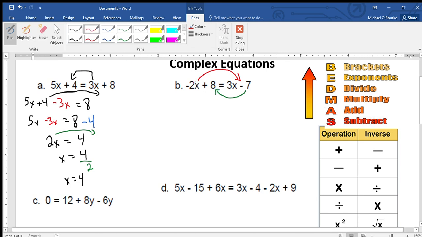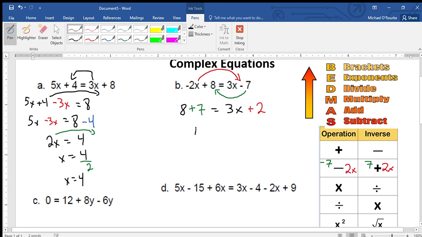So if I look at the red here, I have negative 2x. When it comes over, it's going to be positive 2x. Then here, I have minus 7. So when it crosses over, it's going to be plus 7. So if I were to rewrite this, I have 8 here first. My 7's coming over. So it's going to be a plus 7 equals 3x is already over here. But then my negative 2x is coming over, and it's going to be plus 2x.